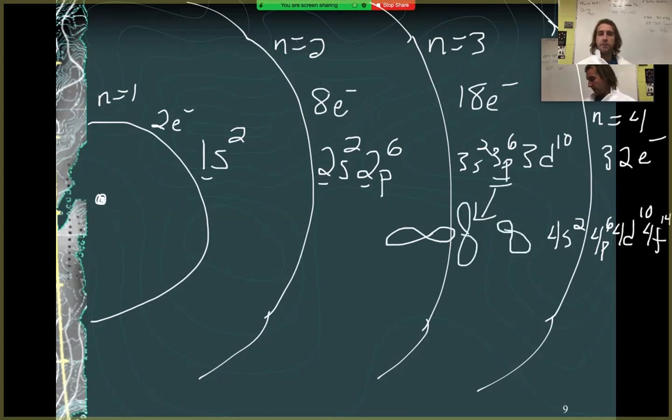So oftentimes we don't draw all these shapes. It's kind of goofy when you start to look at it. So sometimes we just draw lines. We'd say, here's our 3 p orbitals.